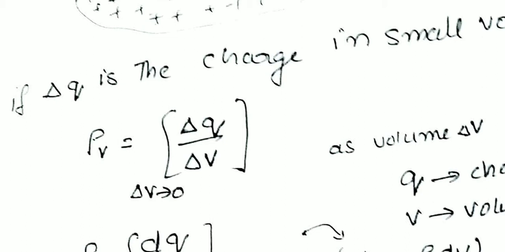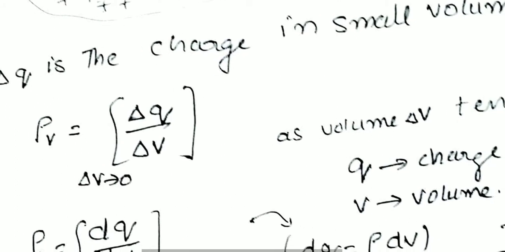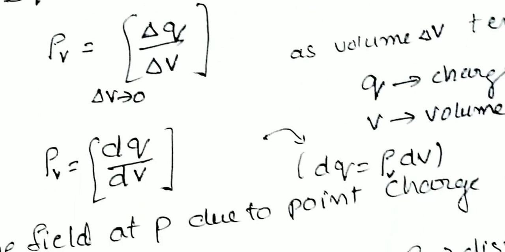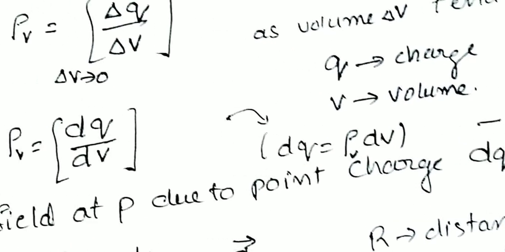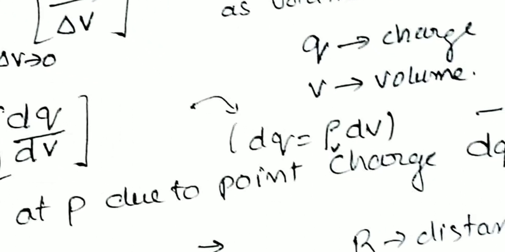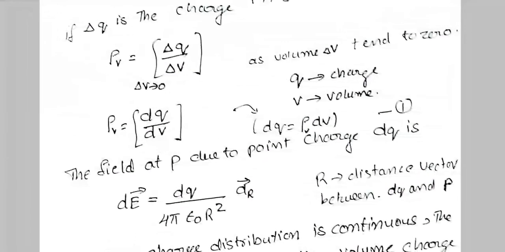If the volume is very small, almost equal to 0, or tending to 0, this can be written as dq by dv. So rho v is equal to dq by dv, that is, a differential charge divided by a differential volume. This can also be rearranged as dq is equal to rho v into dv. Let us consider this as equation 1.